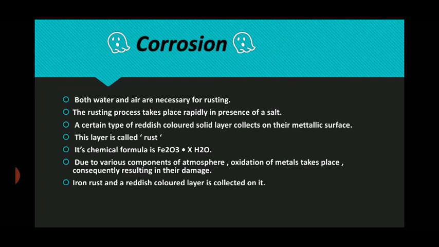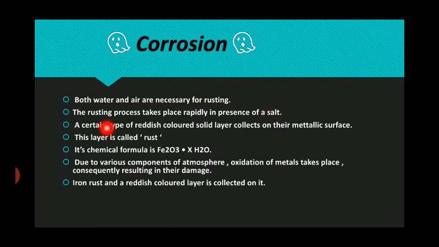Now come to the next topic, that is corrosion. So what happens in corrosion? Water and air are necessary for rusting. The rusting process takes place rapidly in the presence of salt. If salt is present, the rusting process is also faster.